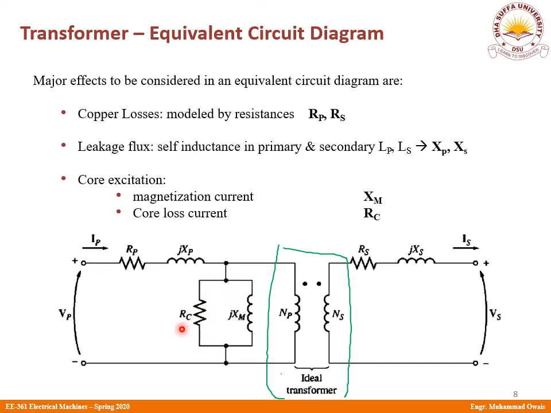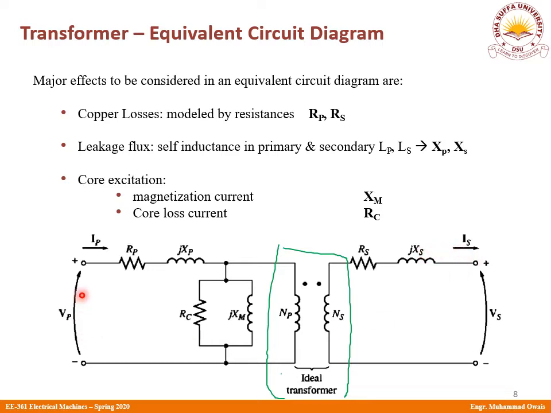You see, this is the resistance RC, a component which is in phase with the voltage, as you can see from here, whereas XM is the out of phase component represented by reactance. This is your excitation branch, and the two parts are RC and XM. RP and RS, as discussed previously, represent the copper loss component modeled by their resistances, and XP and XS are the reactances. So with this, we now have our model with us.